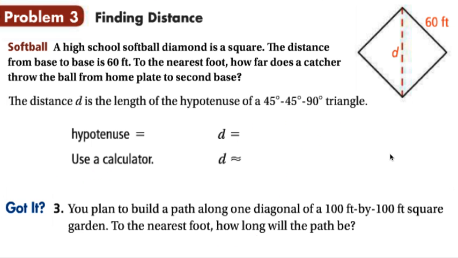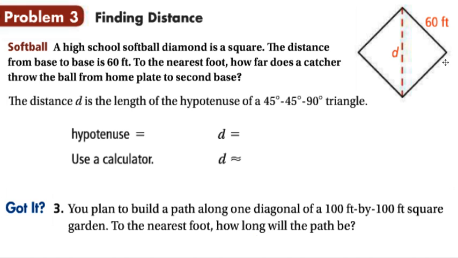All right, finding distance. We have a softball example. And this is our softball diamond. It's a square, and the distance from base to base is 60 feet from any two bases. We want to know how far the catcher has to throw the ball from home plate to second base, so that's finding the length of that diagonal.